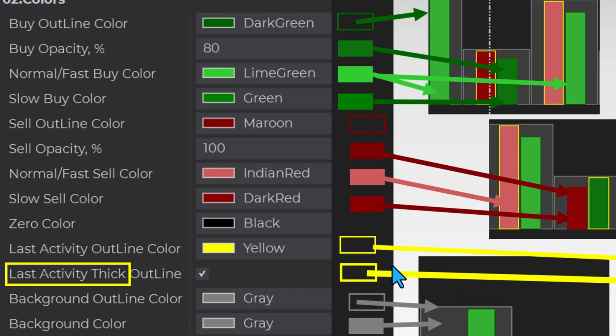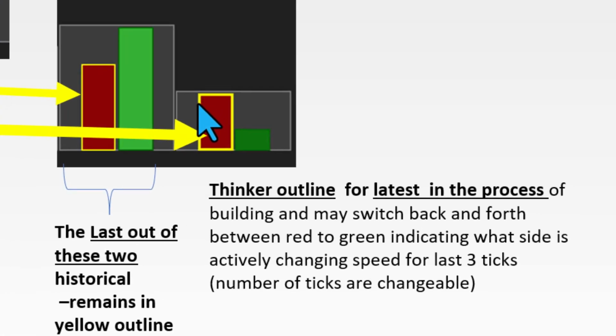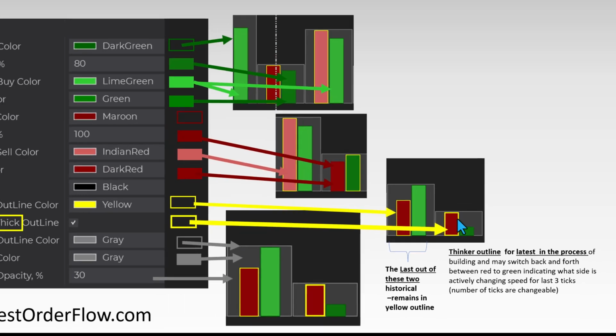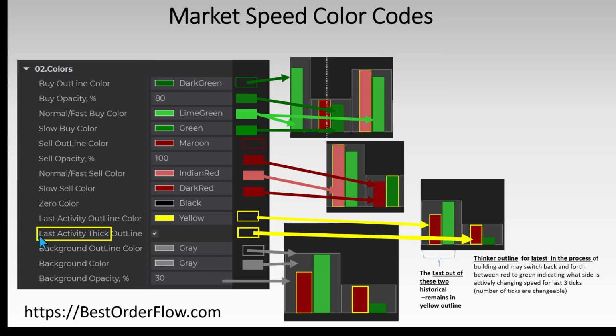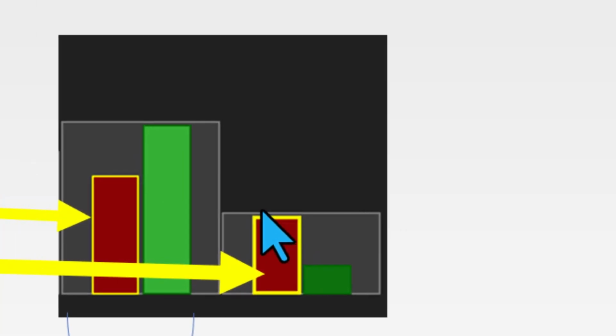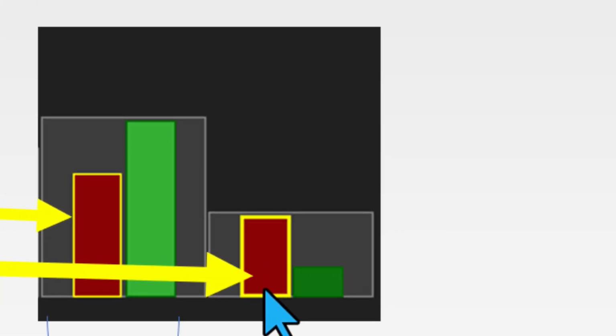We also can change the way the outline looks on the currently active, building-in-process candle. This is thicker, which indicates the latest activity, a thick outline. So it is the thicker yellow outline, compared with the historical yellow outline. And the yellow outline indicates who is the last active inside of the candle. That's why each and every candle is divided in two, red and green, to indicate who is the last one in the momentum.